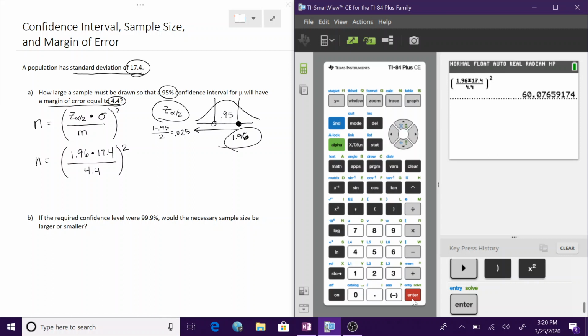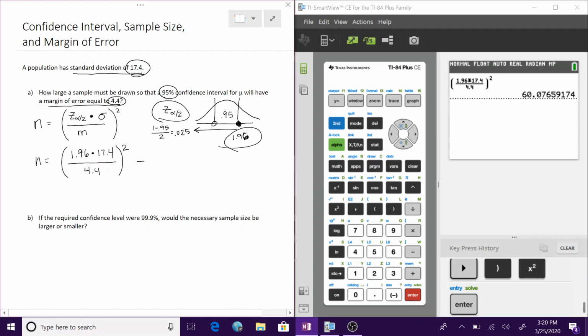Alright, so if you notice, I get a value of 60.08. But the thing about a sample size is you can't have 0.08 of a person, right? Or a duck or whatever it may be that you're sampling. So you're always going to round this number up, no matter what's behind that decimal. So this is actually going to equal 61.